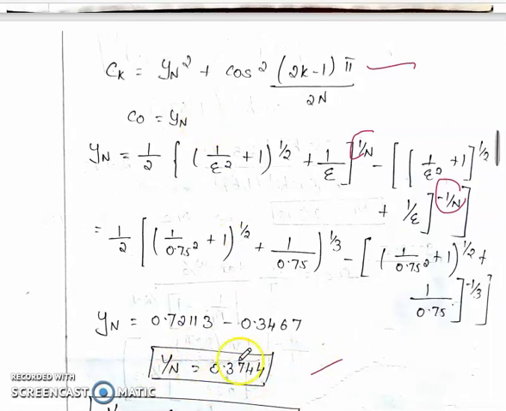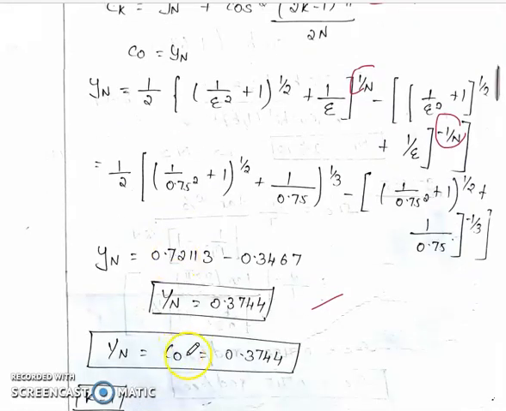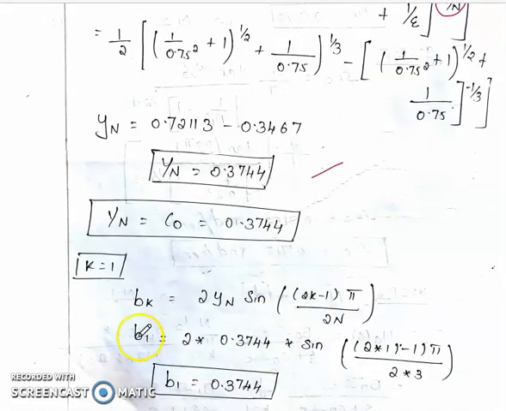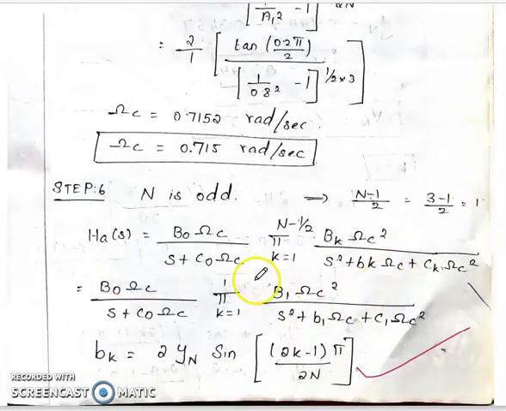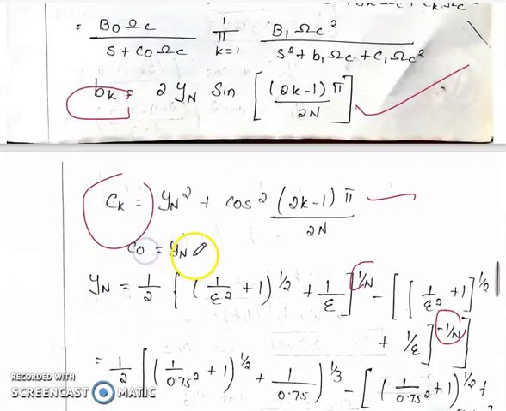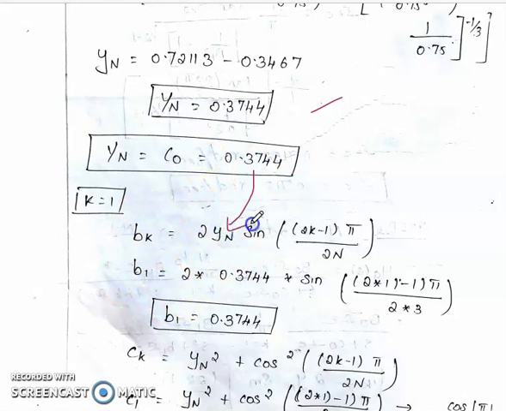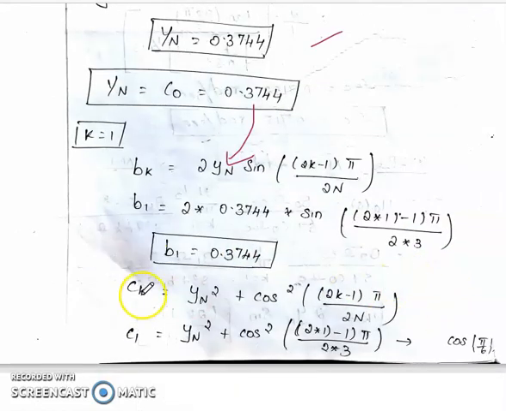Okay, so now substituting this yn in this equation, we can calculate the value of c1. So yn, that is the c0 value, is equal to 0.34, and we consider the k value as 1, so we have to calculate yn, b1 and c1. The yn value is nothing but the c0 value, so we substitute the yn value from this solution. So the bk value, b1, is equal to 2 into yn value sine, then k value we consider as 1, so that we get the b1 value.